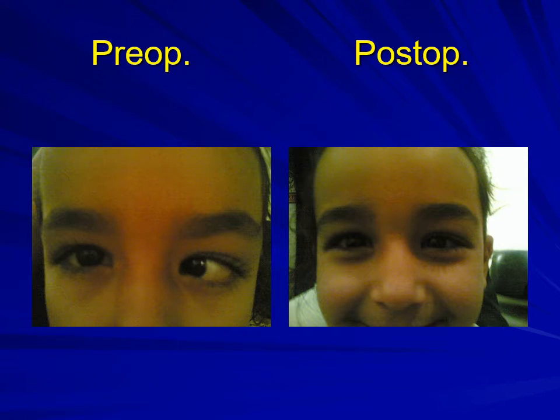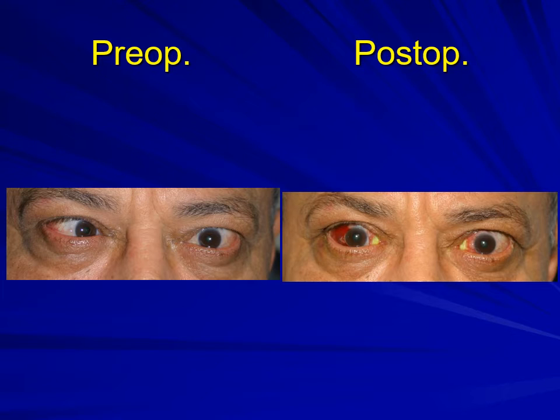Another type of strabismus is convergent squint, what we call esotropia. This is the patient before the operation and after the operation. Notice the correction of the esotropia regarding the cosmetic aspect. Here is a more severe form of esotropia in another, older patient.